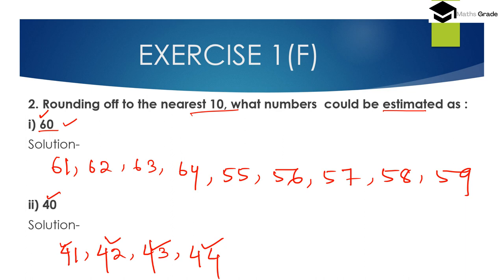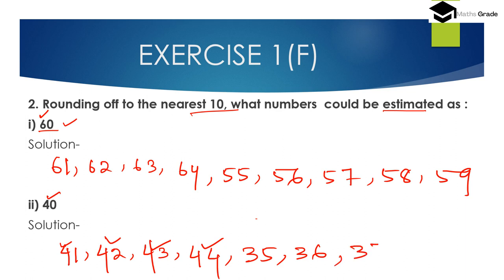Now 35. If the unit place digit is 5, then we have to add 1 to the tens place digit. Here in 35 the unit place digit is 5, which is equal to 5, and we add 1 to the tens place digit: 3 plus 1 is 4, and this 5 changes to 0. So 35 rounded to the nearest 10 is 40. And this 36: here 6 is more than 5, so we have to add 1 to this 3. 3 plus 1 is 4, and 6 changes to 0, giving 40.